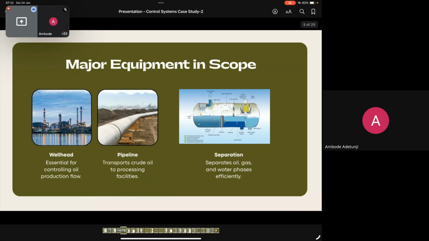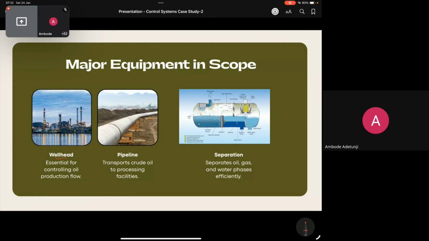Okay. So again, the major equipment: we have the wellhead, we have the pipeline, right? That's a typical pipeline on land. And then we have the separation system, which separates oil, gas, and water phases efficiently.